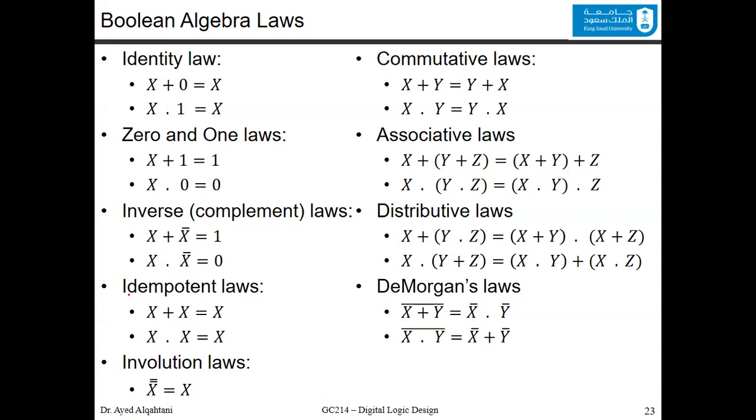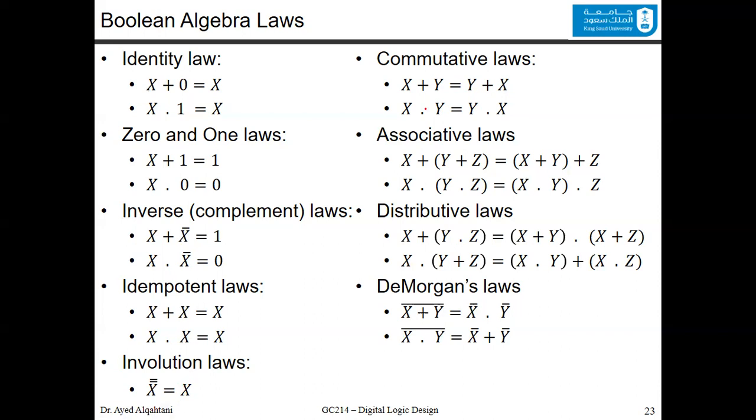We have the idempotent law. x or x is equal to x. x and x is also equal to x. We have the involution law, which is if you have x and you double bar it, so you invert it twice, you will generate the original x.